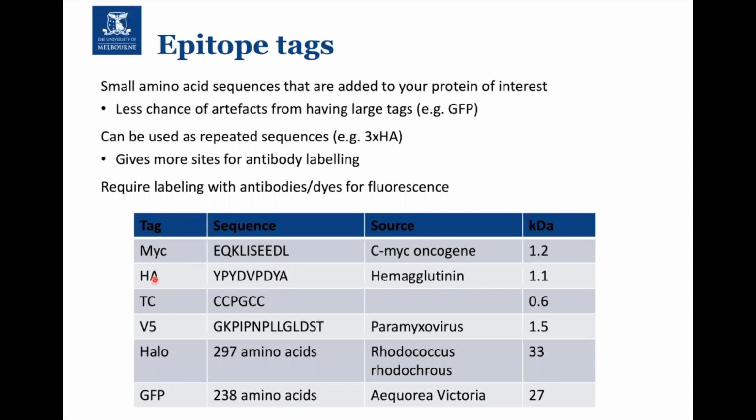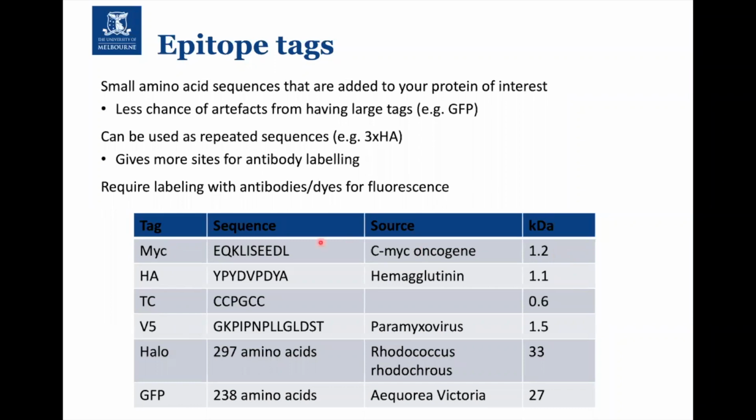So for example, there's an HA tag here. Very often on a plasmid, we'll see 3x HA, which is basically this HA sequence repeated 3 times. The benefit of this is it gives you more sites for labeling with antibodies and detecting those HA molecules. So you can see down here, our GFP molecule is 238 amino acids. That's 27 kilodaltons in size, versus a MYC or an HA tag, which is probably about 10 to 12 amino acids in length, more like 1 to 1.2 kilodaltons in size.